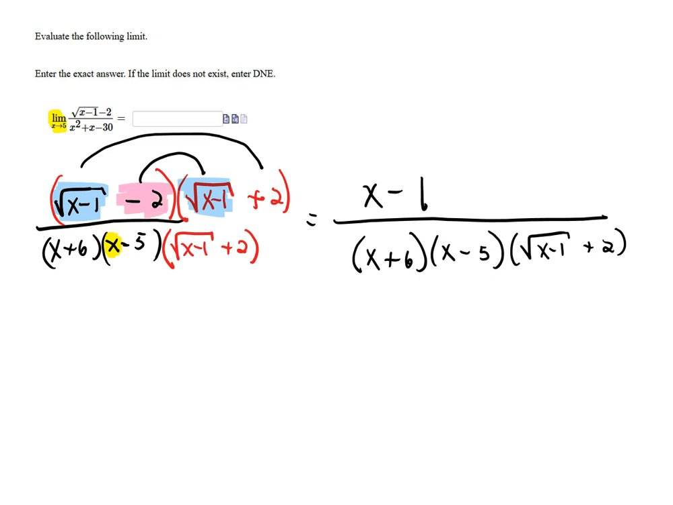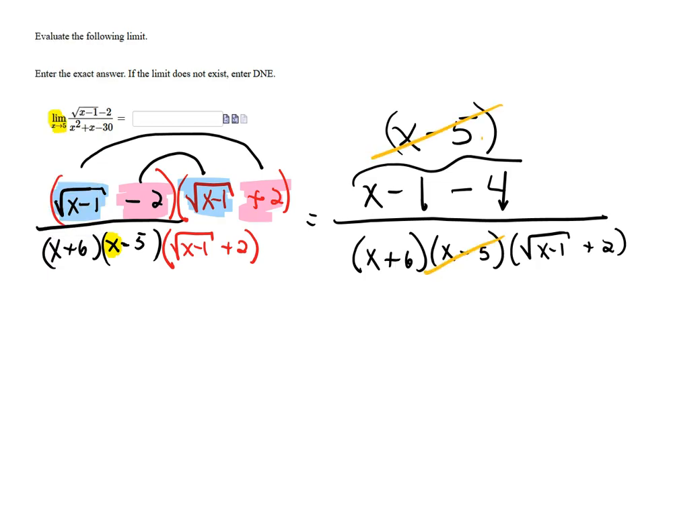And then I'm just going to take last times last, a negative 2 times a positive 2 is a negative 4. And right there you can see x minus 1 minus 4 becomes an x minus 5. And now that x minus 5 cancels this x minus 5.